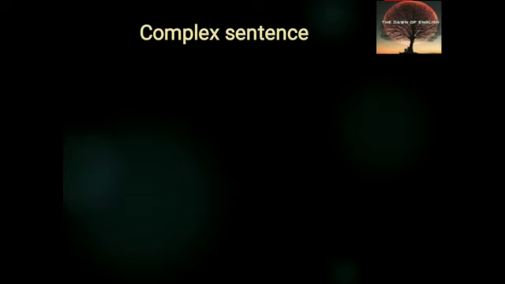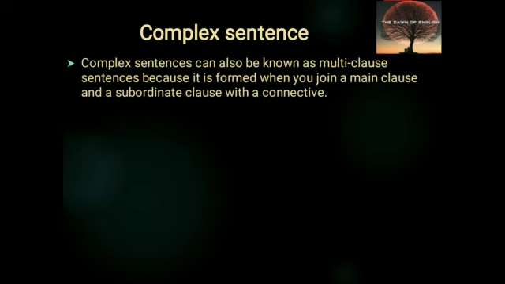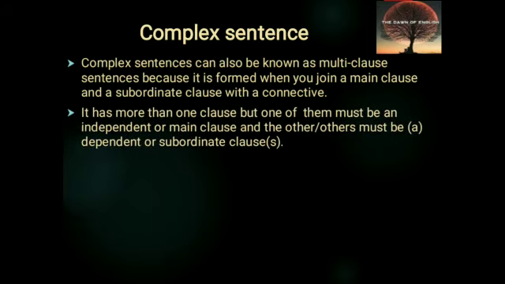Finally, let's understand a complex sentence. As the name suggests, it is a little bit complex to understand. So let us understand it step by step. A complex sentence has more than one clause. One of them must be an independent clause. The other or others must be dependent clauses, and there are some special connectors for the clauses to be connected.